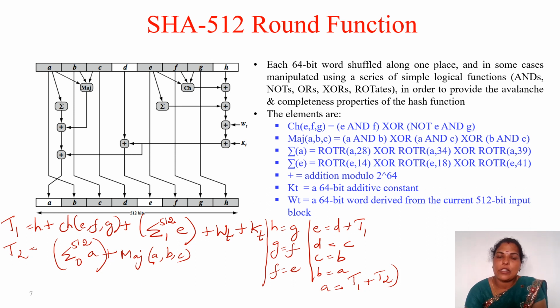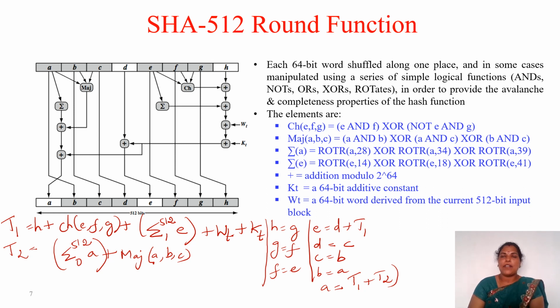Here you see the operation of the round function. I already told you that we have 8 registers: A, B, C, D, E, F, G and H. Here we perform various operations, that is addition modulo, summation, and some rotation operations. Then we derive the word. So many operations are performed here. Each 64-bit word is shuffled along one place, and in some cases we manipulate it using a series of simple logic functions, that is AND, NOT, OR, XOR, rotates, etc. in order to provide the avalanche and completeness properties of the hash function.